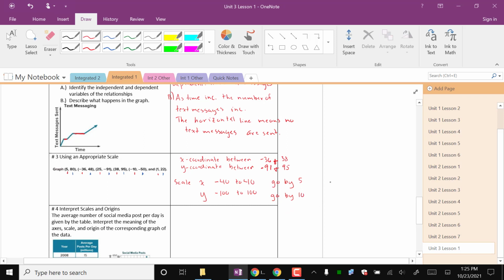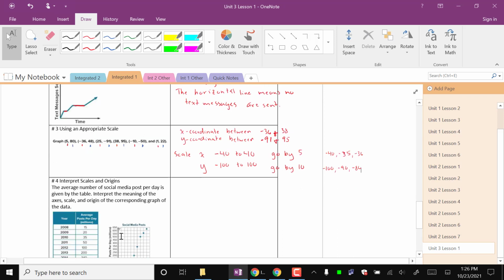What does that mean? So for a 5, we'll have negative 40, negative 35, negative 30. And then for a y, we'll have negative 100, negative 90, negative 80 when we build our coordinate grid. So when we build our coordinate grid like that, we'll go with the scale. Each of the lines is equal to 5 for the x's and 10 for the y. They don't have to be the same. They can be different.